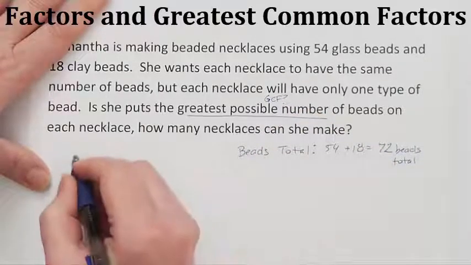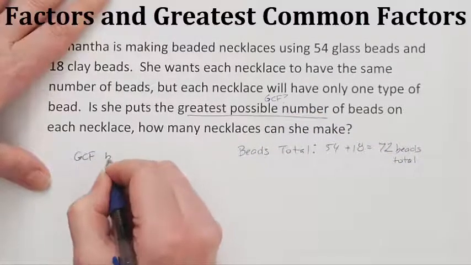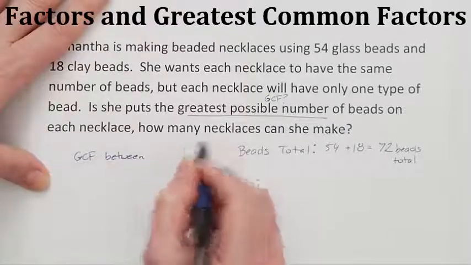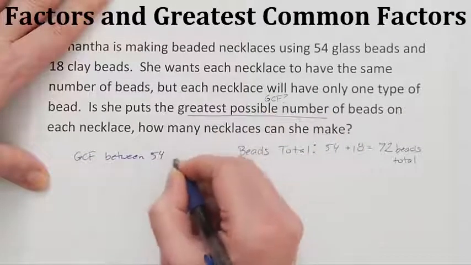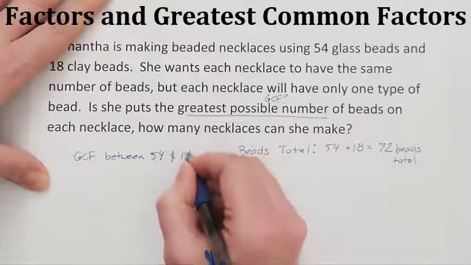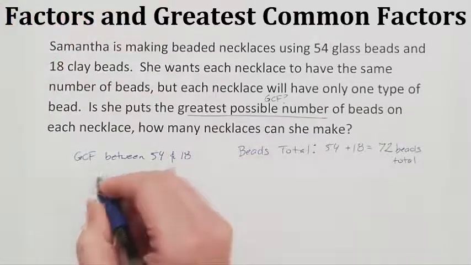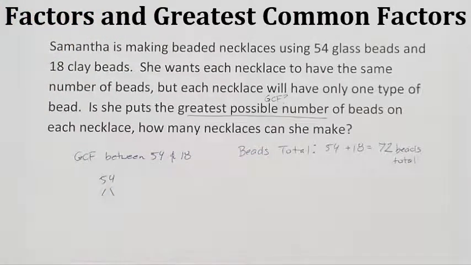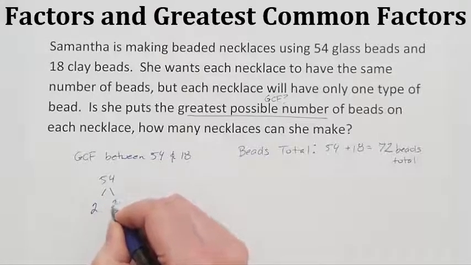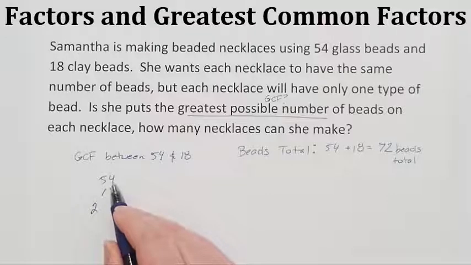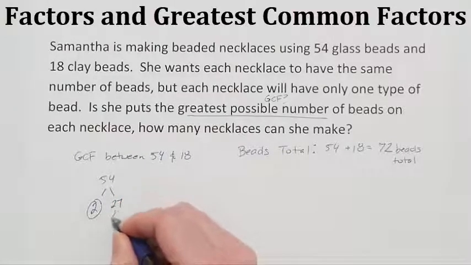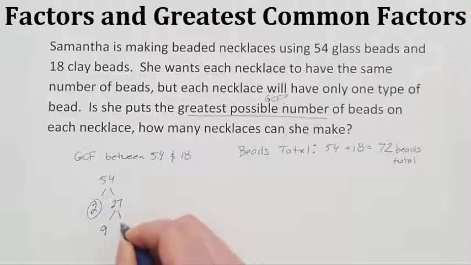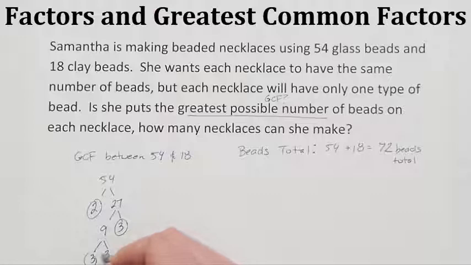So I want to find my GCF between the 54 glass beads and the 18 clay beads. So what is my GCF? So 54, because I don't know that number, can be broken up into, well, I know 2 times 27. It ends in an even, so I know 2 had to go in, so I use my calculator. 2 is prime. 27 can be broken up into 9 and 3. 3 is prime. 9 can be broken up into 3 and 3.